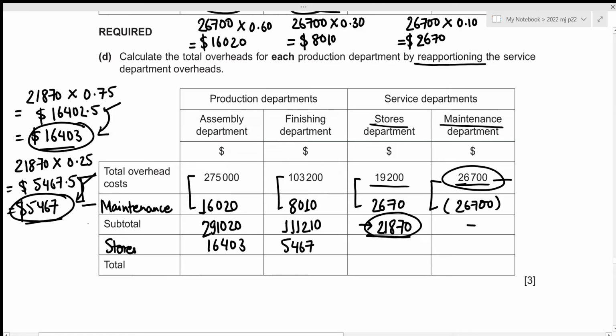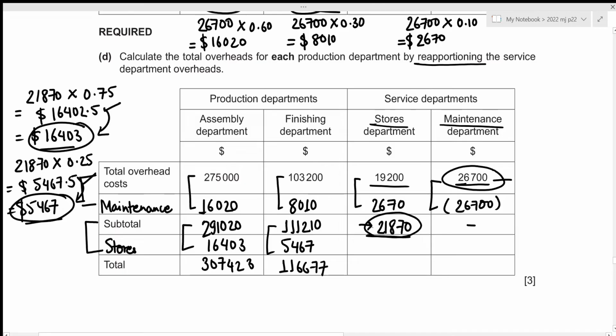Now the total is just going to be the sum of subtotal and the stores reapportionment. Now for assembly department, that's going to be 291,020 plus 16,403, which results in the total of 307,423. Then for finishing department, that's going to be 111,210 plus 5,467, which results in the total of 116,677.